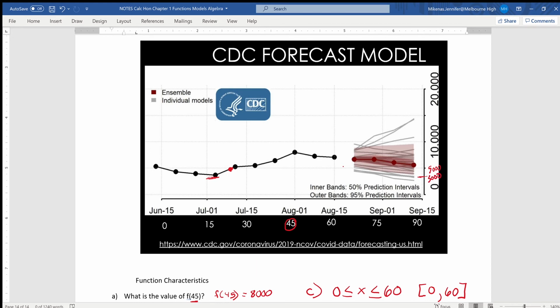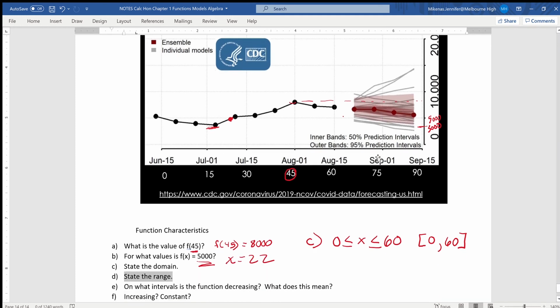And then my highest would be up here. So we're going to follow that over. And that looks like maybe it's right around that 8,000 number that we were referring to before. So we have a range of 3,000 to 8,000. So remember, we're talking about y values.